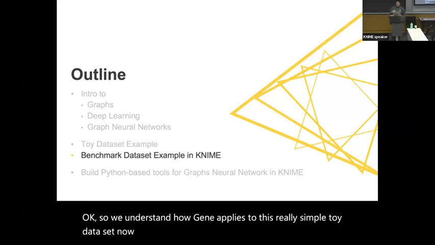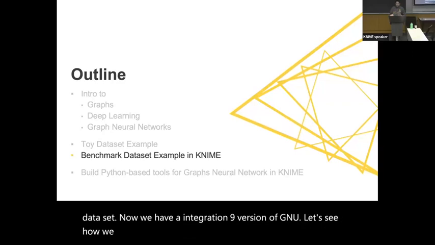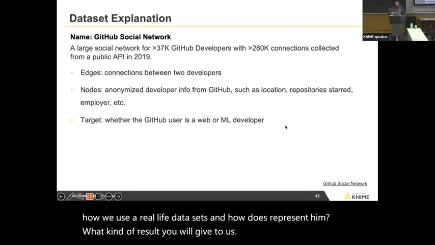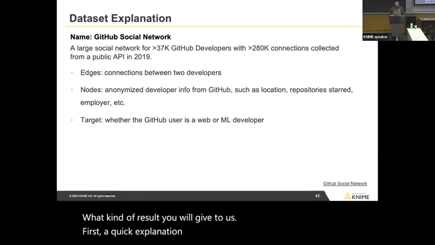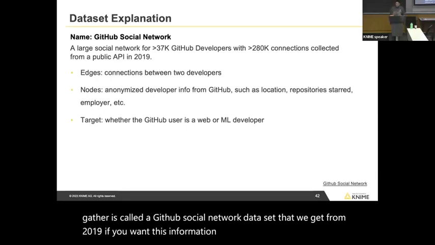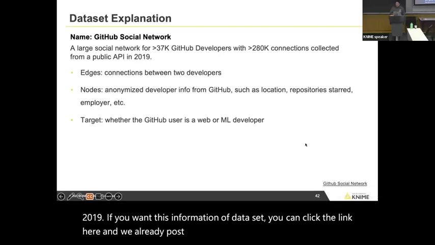Now we have an integrated KNIME version of GNN. Let's see how we use real life data sets and what kind of result it will give us. First, a quick explanation of this data set. The data set we gathered is called the GitHub social network data set, which we gathered in 2019. If you want information on the data set, you can click the link here, and we already posted the slides in the chat, so you can download them as well.